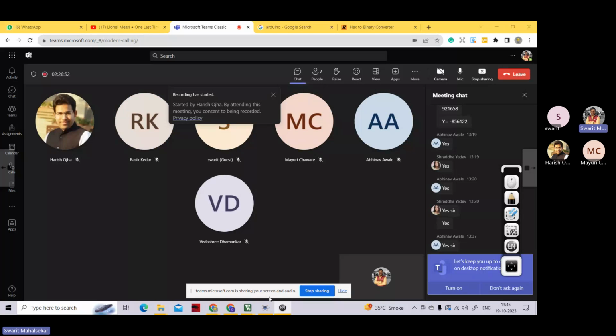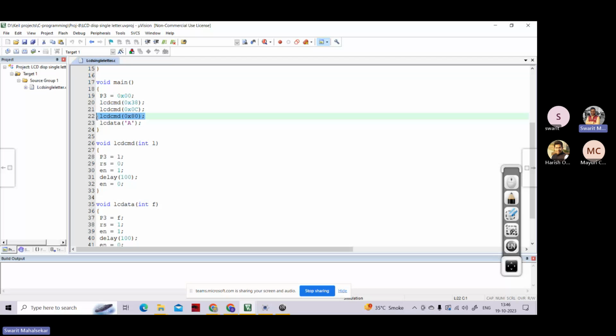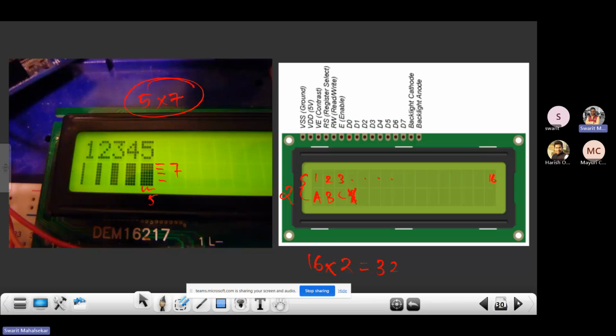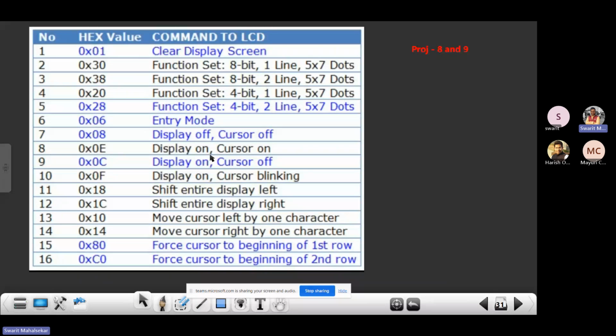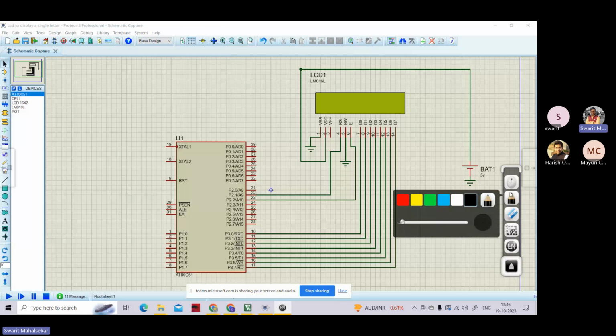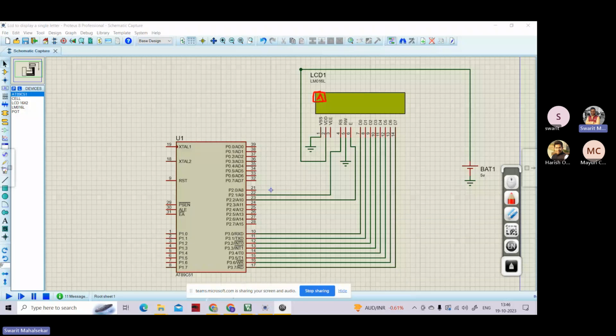So you see, I have done the same thing over here. That is LCD command 0x0c, LCD command 0x80. 0x0c means I'm making display on and cursor off, and 0x80 forces the cursor to start from the first row, first column. That means I'm asking the LCD to display the character, in our case A, from the very first block. So I should see A somewhere over here.